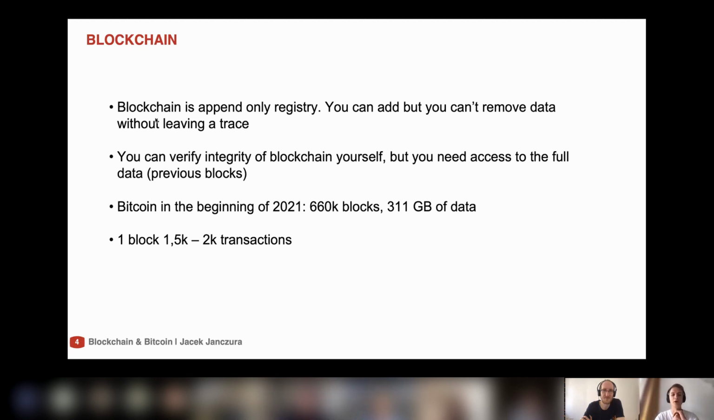The size of the blockchain will grow in relation to the size of the block. The more transactions you've got in a block, the faster the blockchain grows. So currently in Bitcoin, the number of transactions you can add to a block is limited to between 1.5 and 2,000. Okay.